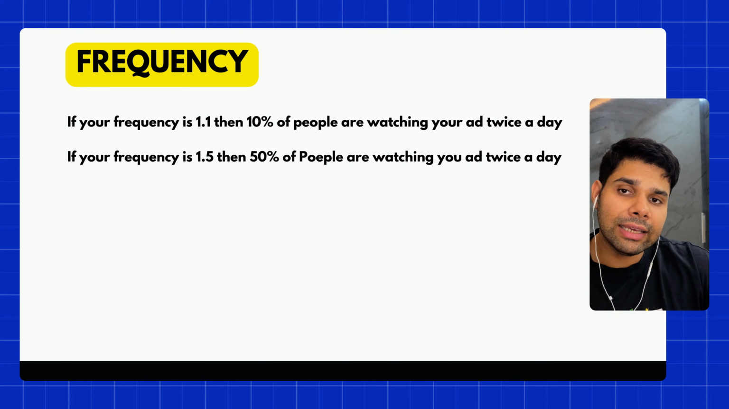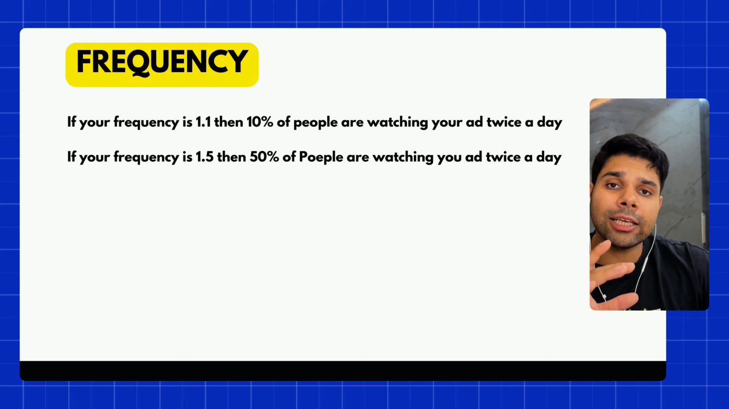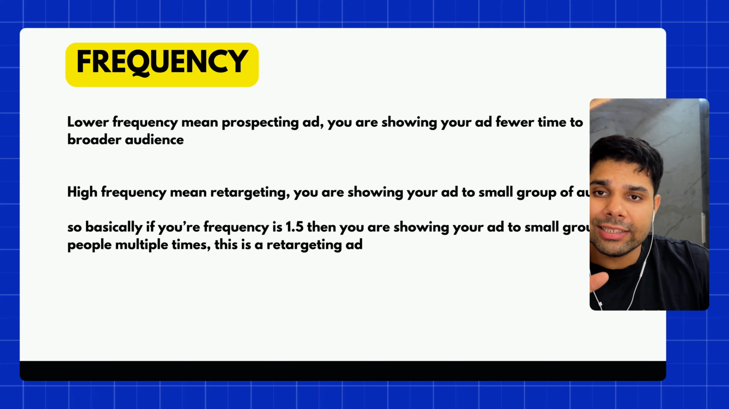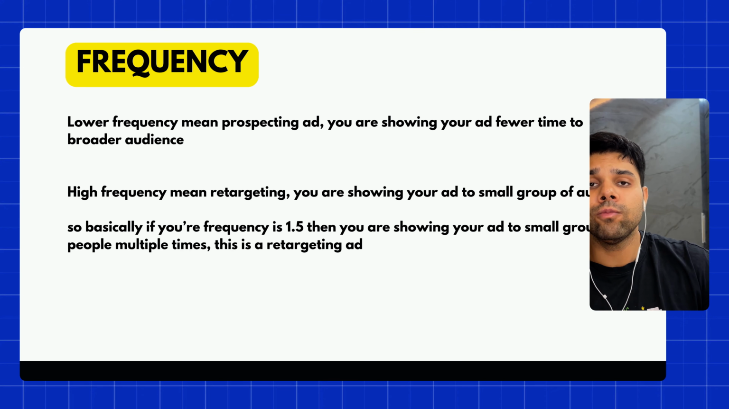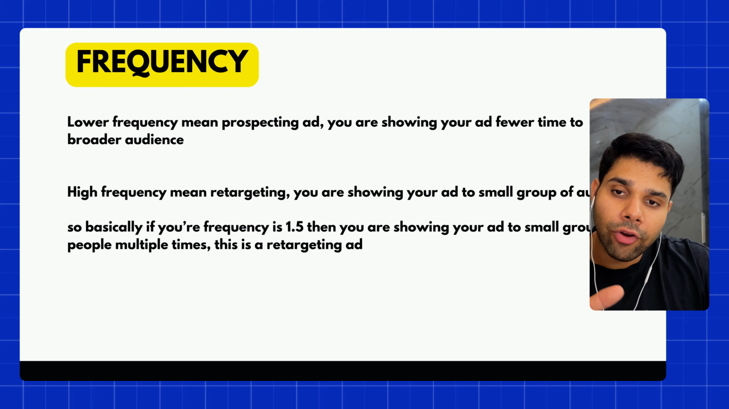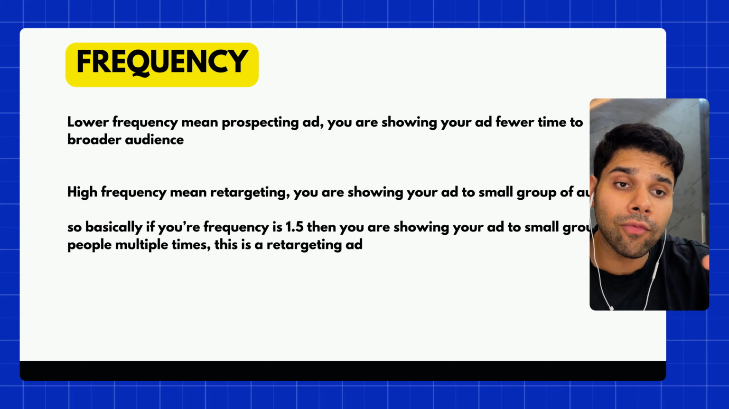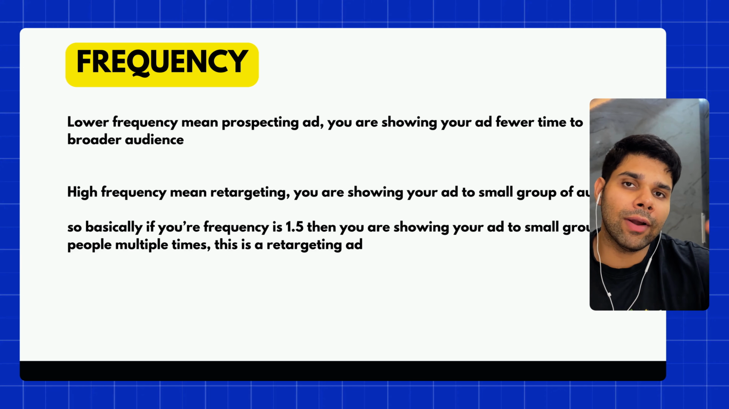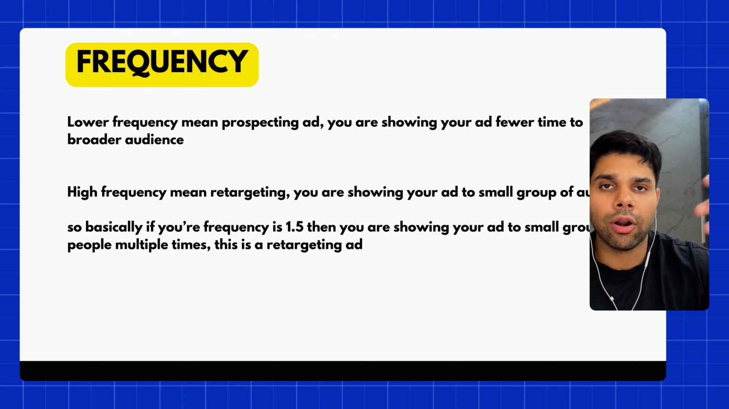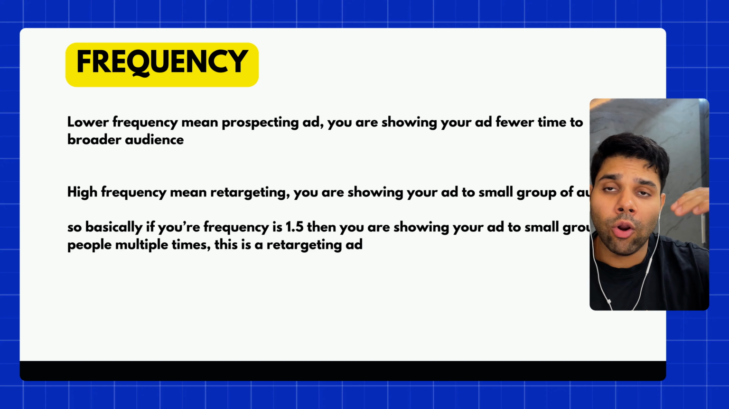If you start seeing your frequency day by day, you will see where your ad is placed. Lower frequency means prospecting ad. You are showing your ad fewer times to broader audiences. Higher frequency means retargeting. You are showing your ad to a small group of audiences. If you see it by 7 days, you will see 1.8 and think 80% of the people are watching your ad. But you need to break it down by day.